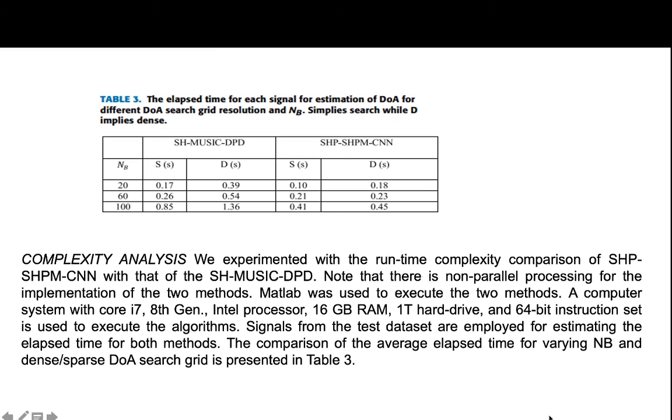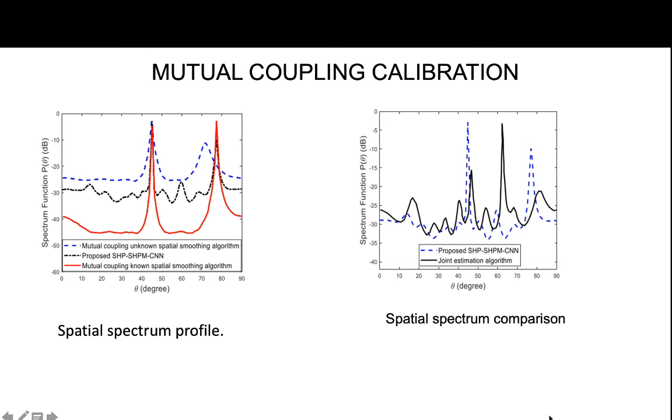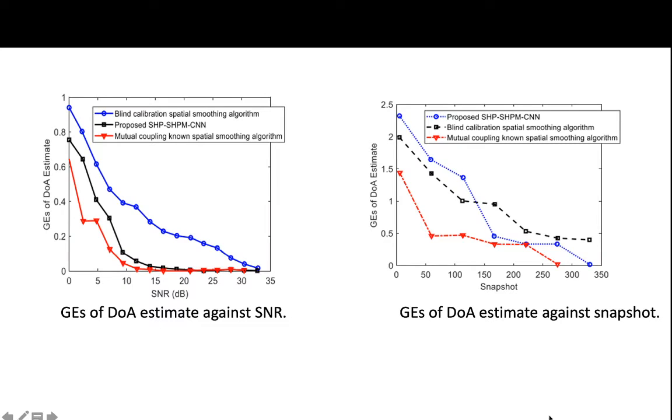And this is the DOA estimate against the SNR, compared to the two algorithms that were employed in previous works. We can see the performance of our algorithm is not the worst and not the best, so it falls within. So it shows that it can really be adapted.